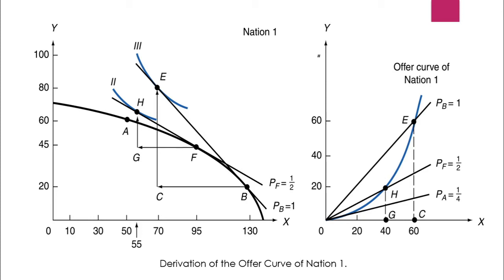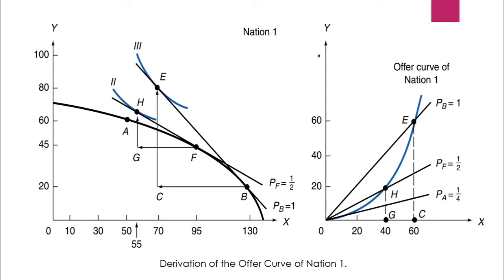So initially, when the terms of trade is represented by the PB equal to 1 line, the point of production is B and the point of consumption is E for this particular nation 1. Corresponding to point B, we can see that the nation is producing 130 units of commodity X and only 20 units of commodity Y.